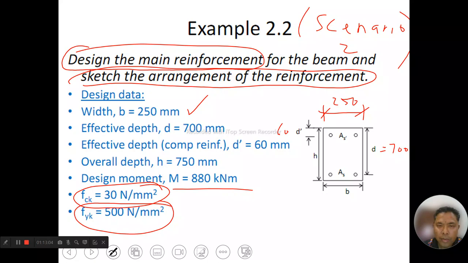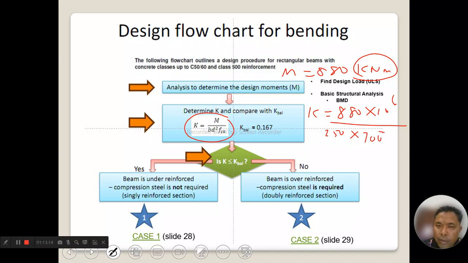And then D 700 square kuasa 2 kali dengan FCK 30. So kira ni dapat berapa? Kalau kita kira dapat berapa, kita akan dapat 880 eksponen 6 dibahagikan dengan 250 times 700 square multiplied by 30. So you akan dapat 0.239, which is greater than 0.167. Ingat, bila keadaan itu, maksudnya dia sudah masuk kategori ini.